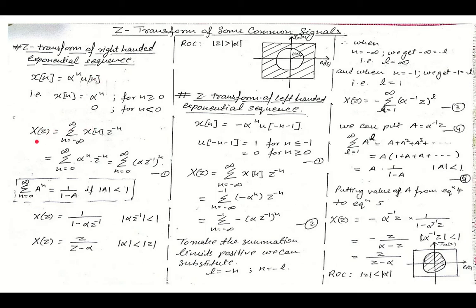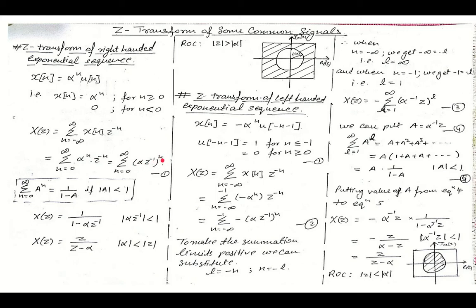Now X(z), as we know, is the summation from n equals minus infinity to plus infinity of x[n] into z to the power minus n. As we have mentioned that x[n] is equal to alpha to the power n for n greater than or equal to 0, we can change these limits from n equals 0 to infinity. So instead of x[n] we can put alpha to the power n into z to the power minus n. Now taking both inside, I can take this n common, so I have alpha z inverse to the power n.